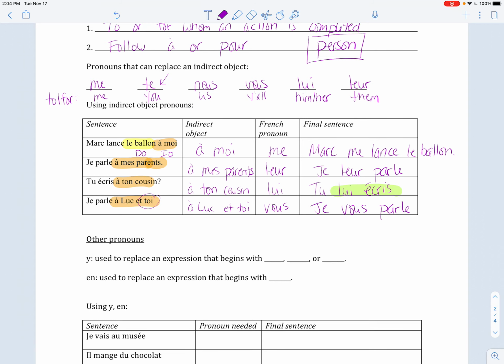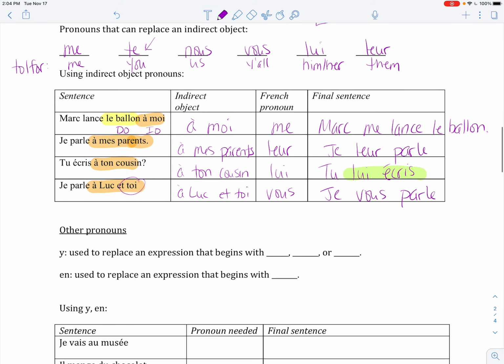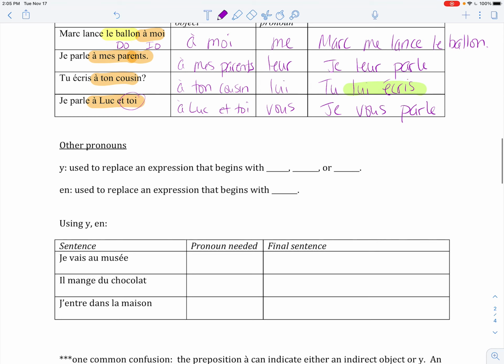Okay, so those are your indirect objects. And there are two other pronouns. We don't have any equivalent for these really in English. These are going to replace prepositional phrases. A prepositional phrase is the preposition and a noun that comes after it. A preposition, those are those short words that typically indicate location. I've heard them described as the squirrel in the tree: up, down, around, in, over, under. It's all of those words.